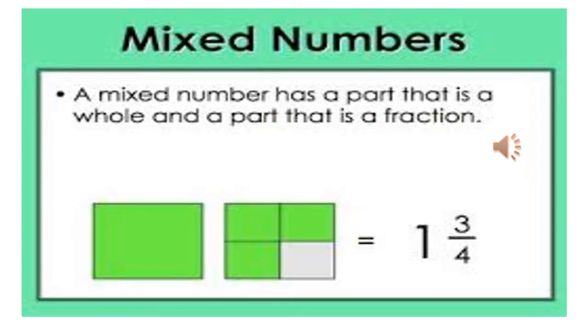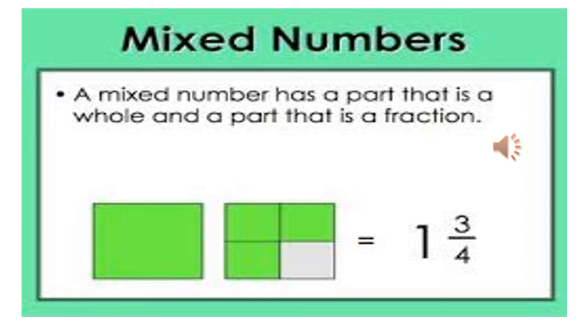Now students, first let's see, what do you mean by mixed numbers? A mixed number has a part that is a whole and a part that is a fraction. Now on this slide, we have two squares. The first square is shaded completely, so we have one whole. If you look at the second square, the square is divided into 4 equal parts.